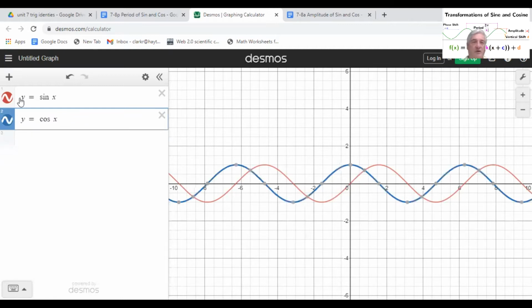This is, the blue one is now cosine and the red one is sine. When this one's at 1, this one's at 0. When this one's at -1, when cosine is -1, sine is 0.